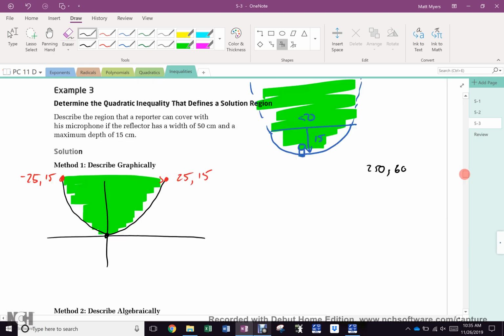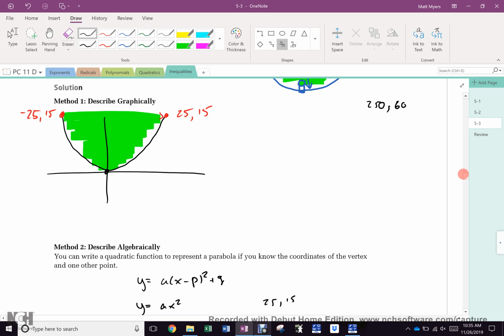The graph works for 25 centimeters on either side right here to 15 centimeters, right where this is from my mouth. Right? So it doesn't really help us. But in algebra, we can really do it. Okay, let's turn the page over.